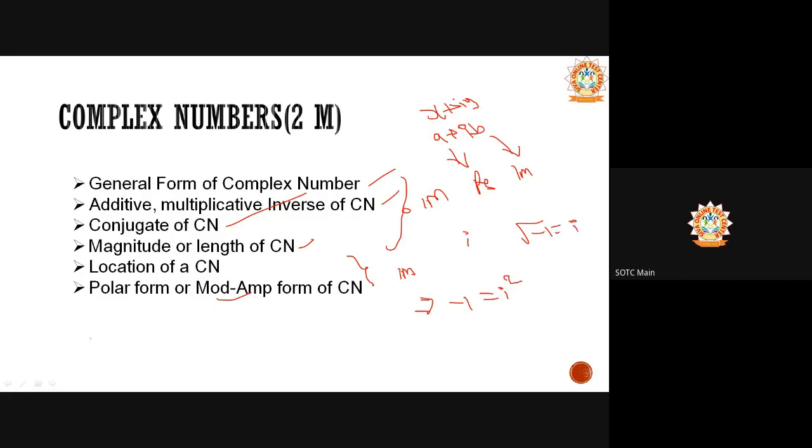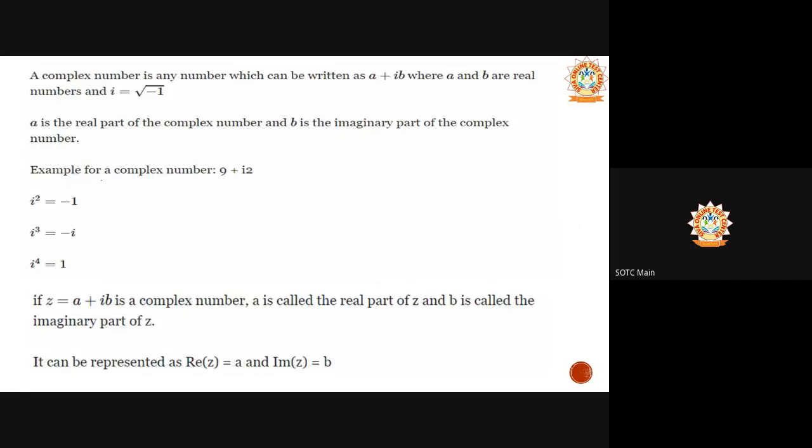I, right? So from this, i square is equal to -1. A complex number is any number which can be written as a plus ib, where a and b are real numbers and i is equal to under root -1. From this, i square is equal to -1. Here a is the real part of that complex number and b is the imaginary part. Example, let us suppose 9 plus 2i. You can read it either way because it is a product. Next, i square is -1, i cube is -i, i power 4 is 1. We already know this thing, right?